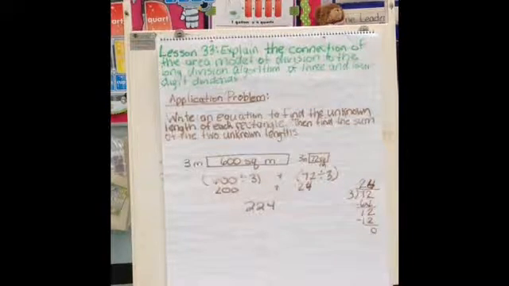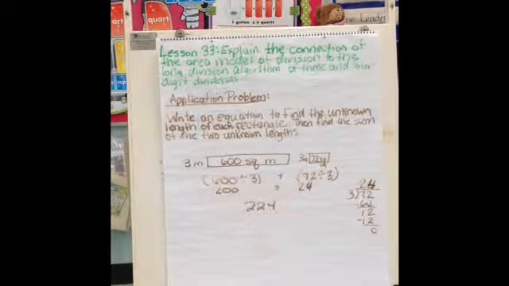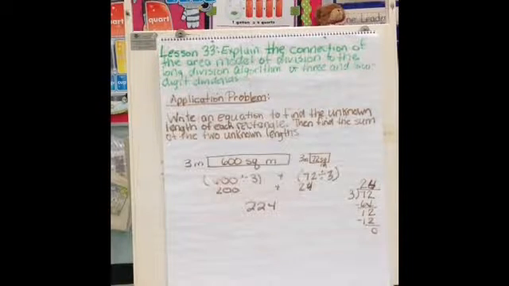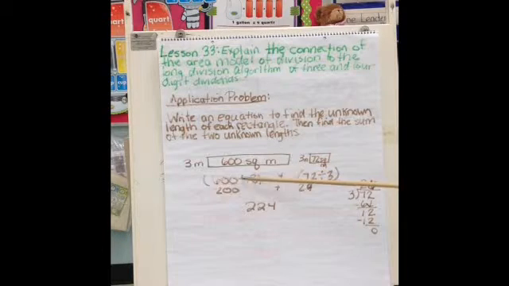Module 3, Lesson 33. Explain the connection between the area model division and the long division algorithm of 3 and 4 digit dividends. Let's look at our application problem. It wants us to write an equation for the area model that we're given.